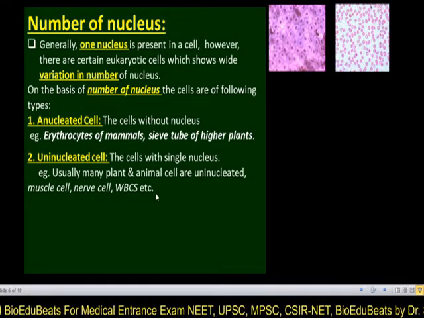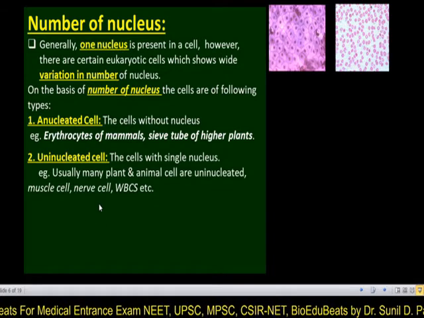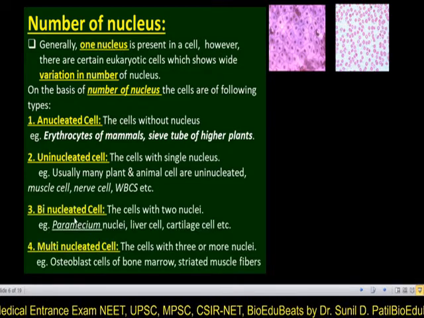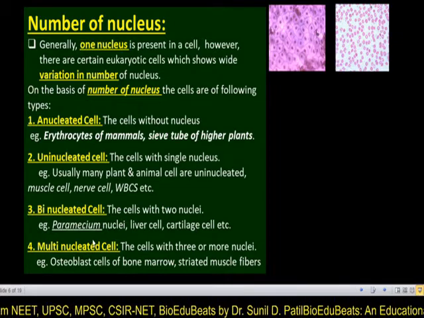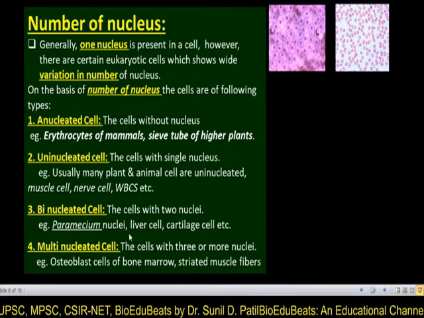Usually many plant and animal cells are uninucleated. Nerve cells, muscle cells and WBCs are binucleated cells, cells with two nuclei. In Paramecium, we see a macronucleus and a micronucleus.